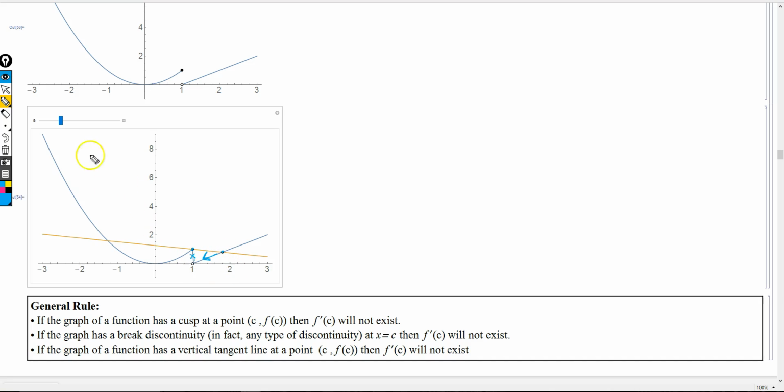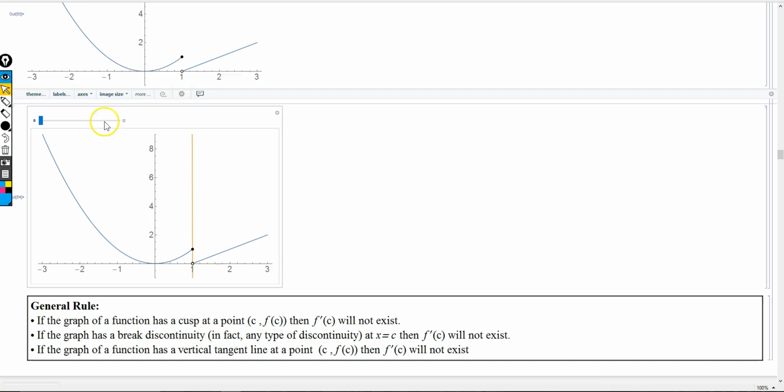So let's see what happens to the secant line. As that point moves along the curve, our secant lines are becoming vertical. A vertical line does not have a slope. The derivative is supposed to be the slope of a tangent line, so the derivative cannot possibly exist at x equaling 1 because of that break discontinuity. So the moral of the story here is that whenever your function has a break discontinuity, your derivative cannot exist, or any type of discontinuity for that matter.